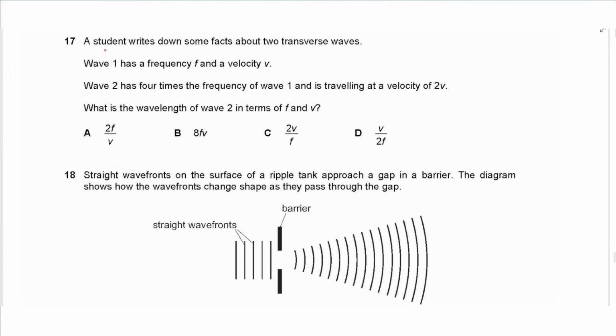Question 17 says a student writes down some facts about two transverse waves. Wave 1 has a frequency f and a velocity v. Wave 2 has 4 times the frequency and is traveling at a velocity of 2v. What is the wavelength of wave 2 in terms of f and v? So the wavelength is equal to speed divided by the frequency. So the speed is 2v and the frequency is 4f. So that's 2 over 4, v over f. 2 over 4 is 1 over 2, so it's half v over f or v over 2f. So the answer is D.